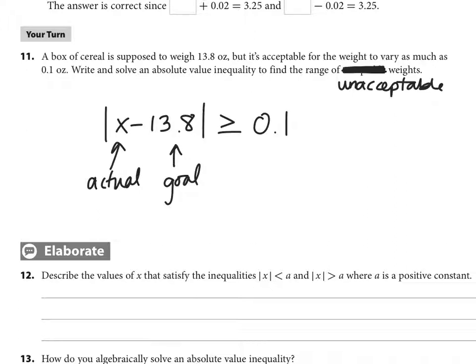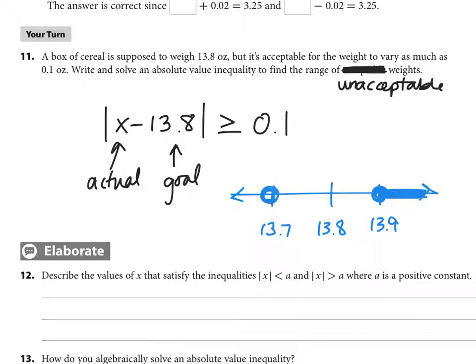And if you think about that on a number line, this time we're talking about the error that is unacceptable. So we're going to be talking about 13.9 and greater, or 13.7 and less, right? This greater than or equal to is going to give us a split because we're talking about the unacceptable values. We're not looking at this ideal range, we're looking at everything that's outside of the ideal range.